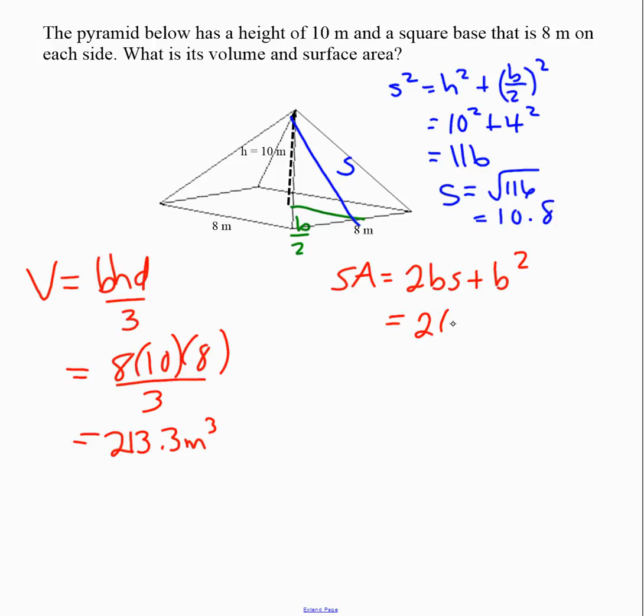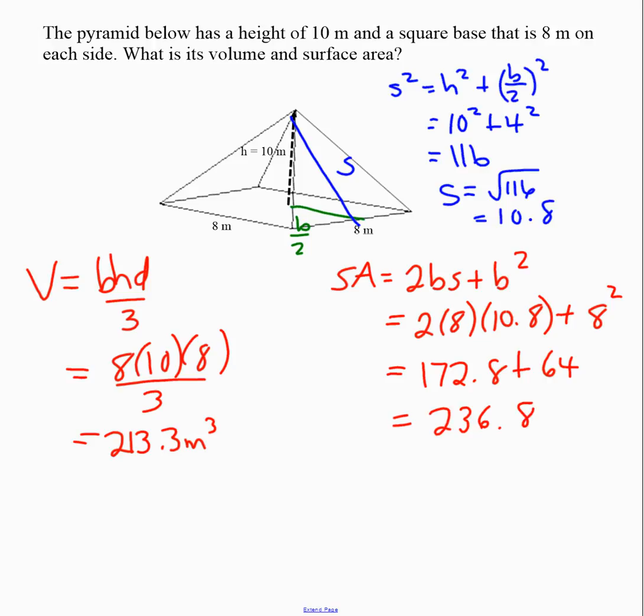Now we can substitute that into the formula. So 2 times 8 times 10.8 plus 8 squared. And then we can work out those two pieces. The first one's 172.8, and the second is 64. And our surface area is 236.8. And the units are going to be meters squared.